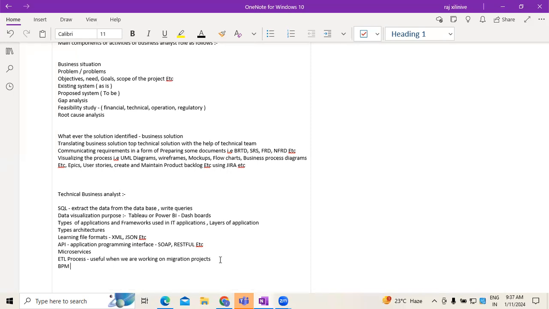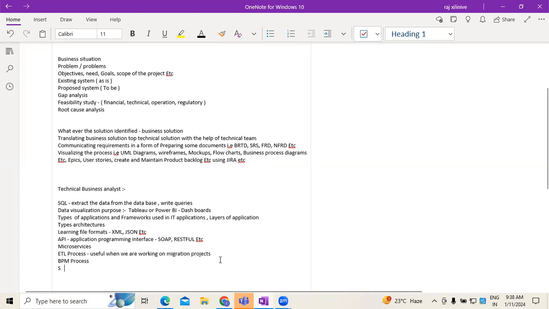Next is the BPM process, business process management. There are a lot of BPM tools like Pega, Appian, and Bonitasoft. I don't say that you need to learn all these tools, because practically it is not possible to learn them all in a short time. But understanding business process management is also one of the key elements one has to be good with.